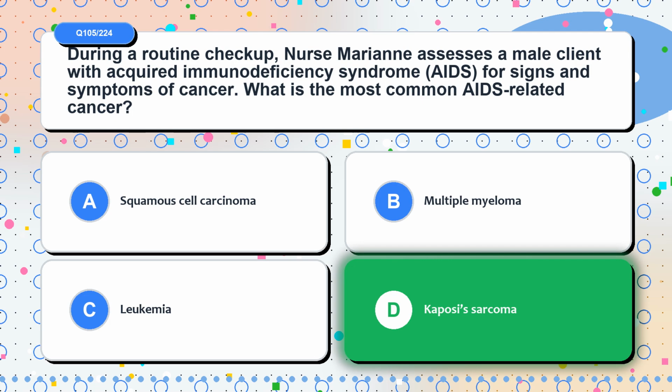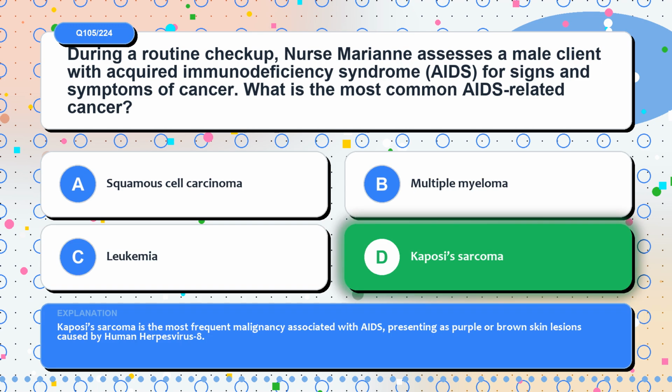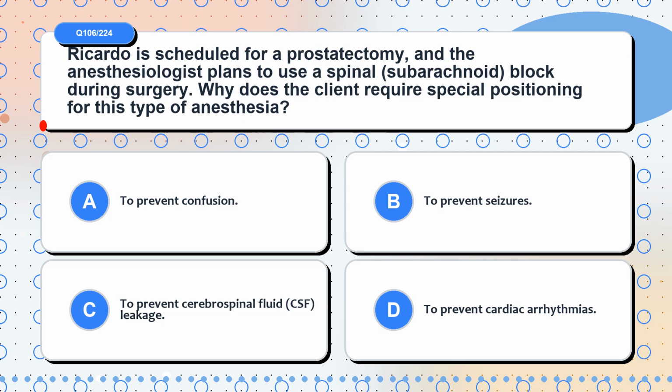The correct answer is option D, Kaposi's sarcoma. Kaposi's sarcoma is the most frequent malignancy associated with AIDS, presenting as purple or brown skin lesions caused by human herpesvirus 8.